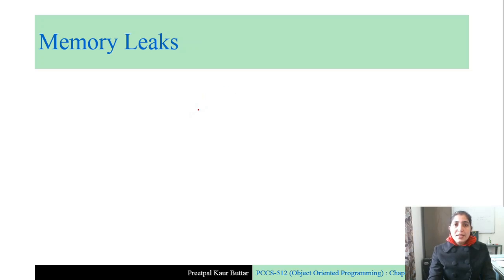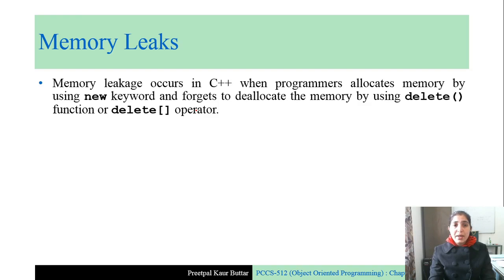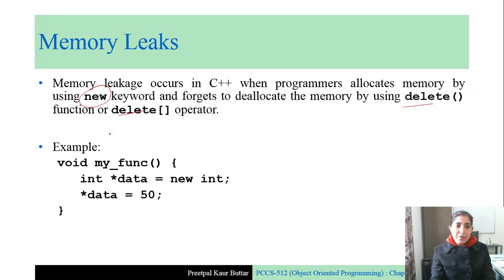So next we will discuss memory leaks. What are memory leaks? Memory leaks occur when you allocate memory using the new keyword, but you forget to deallocate it using the delete operator. Okay, so we have already seen multiple examples of using new along with delete, and here we will discuss another example which is related to functions.